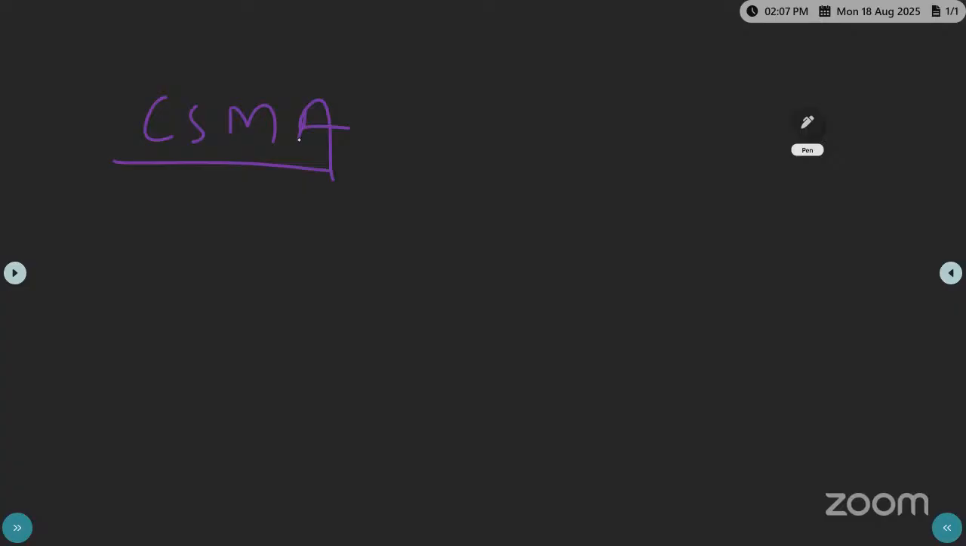So CSMA, what is CSMA? Carrier sense multiple access.